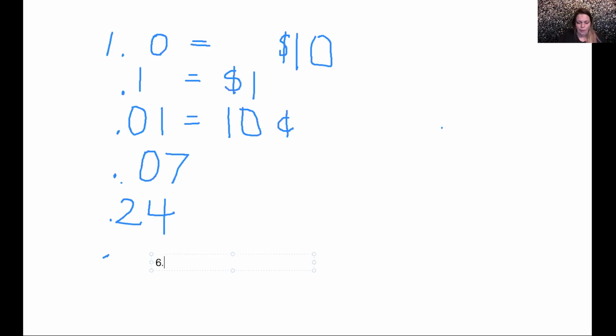So just one more to be safe. What if you were trading with a 6.75 lot size? You're absolutely correct. It's going to be $67.50. I just want to make sure that you guys got this before we go on.